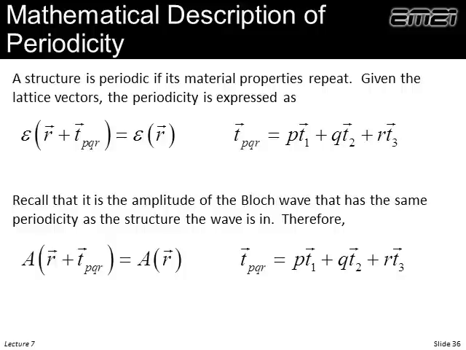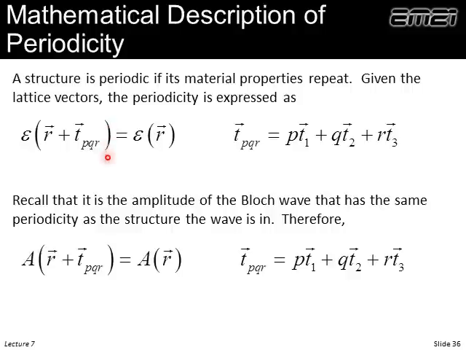Now let's think about this more mathematically using these translation vectors that we talked about previously. Well, we said it has to be inside a periodic structure. Well, if a structure is periodic, what does that mean? That means if I take my dielectric function, R is position, and if I add to position any translation vector, I should get my dielectric function just at position R, because adding any integer combination of primitive translation vectors takes me back to the same point in the lattice. So this has to be true if the structure is periodic.